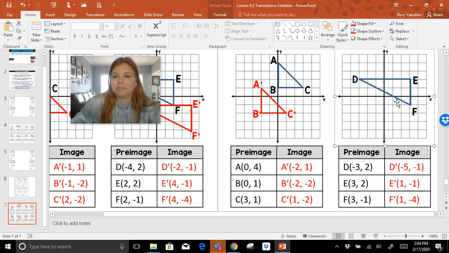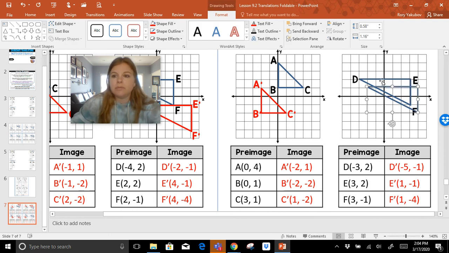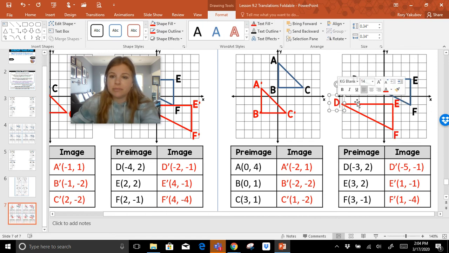Okay. Duplicate. Make that red. Subtract 2. Subtract 3. We have our new points. They perfectly line up with the values that I got. Let's label these up. And this is how easy translations are, guys. Really no more than this.